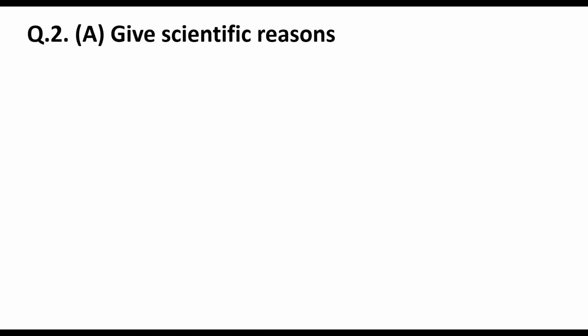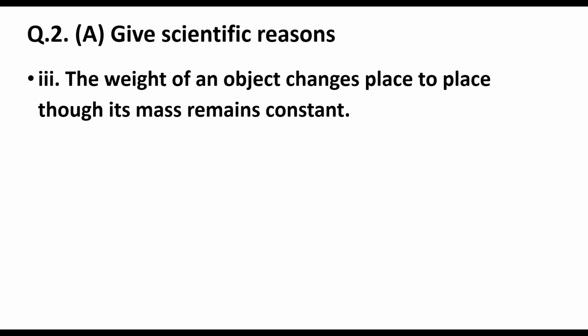Now move to question number 3. Give reason. Again, as I told you, when you write any give reason, you have to make the parts of it. We can get it very easily, and when we make the parts, we can correlate them. So what is that? The first point is the weight of an object. This is my point number 1. Changes is point number 2.